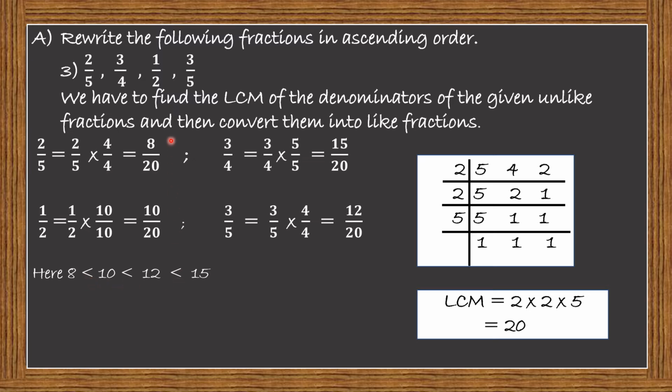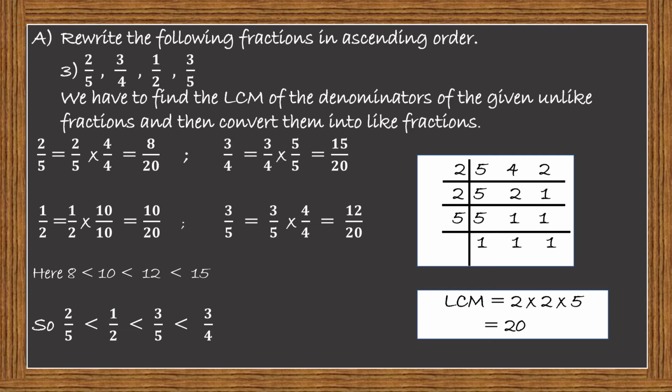But the fraction with the numerator 8 is representing which original fraction? 2 upon 5. And this 10 is representing 1 upon 2. This 12 is representing 3 upon 5. 15 is representing 3 upon 4. So instead of 8, what will I write down here? 2 upon 5. Yes. Instead of 10, what will I write down? 1 upon 2. Instead of 12, what will I write down? 3 upon 5. And instead of 15, what will I write down? 3 upon 4. So it is 2 upon 5 is less than 1 upon 2 is less than 3 upon 5 is less than 3 upon 4. This is how we are arranging the unlike fractions in ascending order.